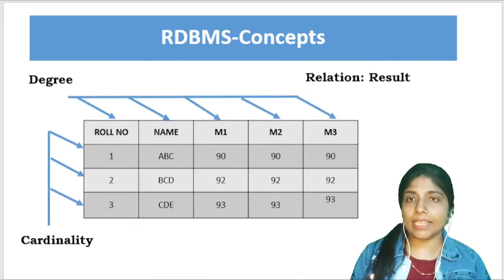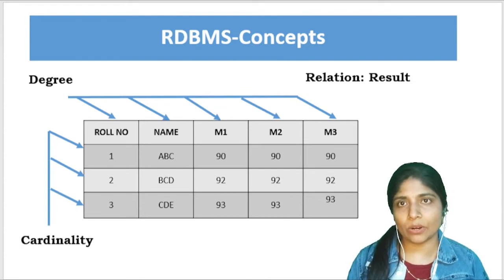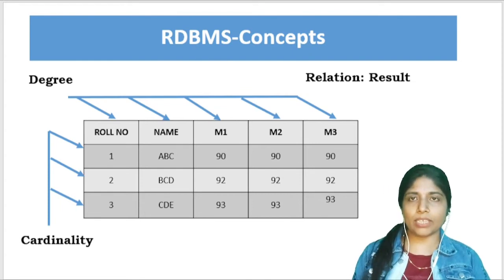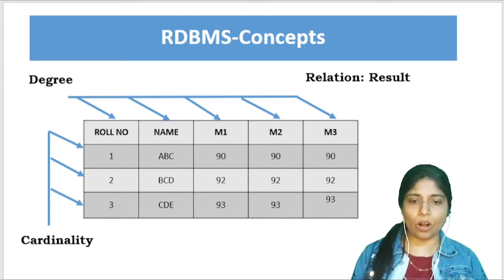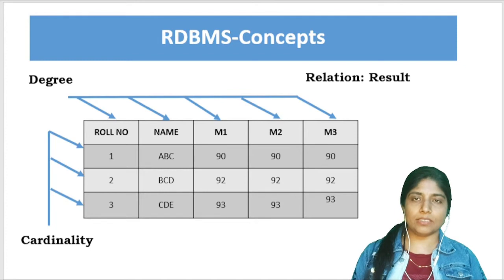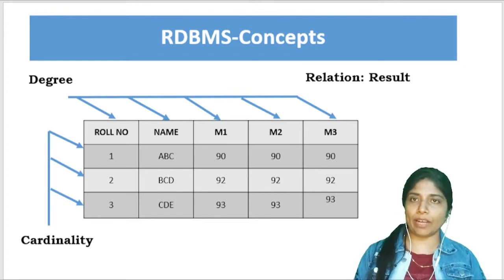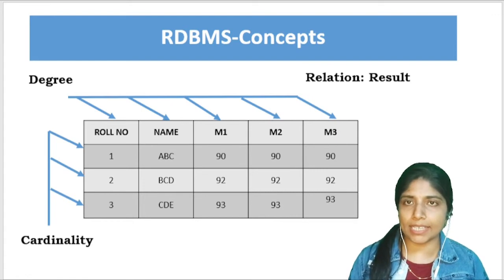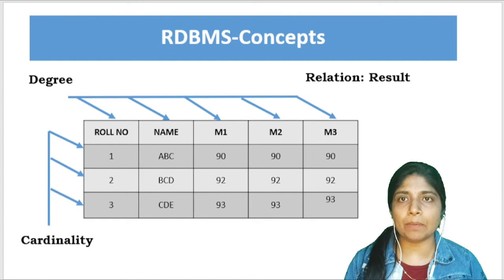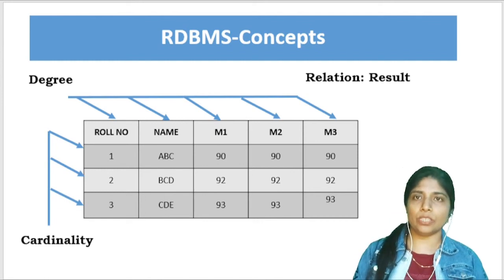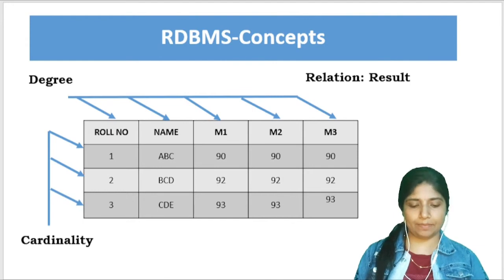What is degree? Number of columns in a table is called degree. So the given relation result has a degree of, how many columns are there? 1, 2, 3, 4, 5. So the table result has degree 5. And cardinality means number of rows in the table. So this given table has cardinality 3.